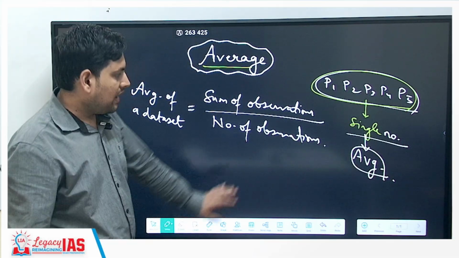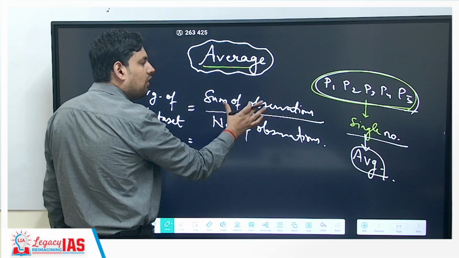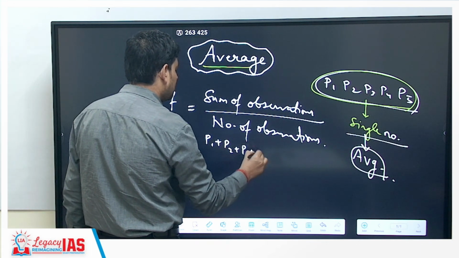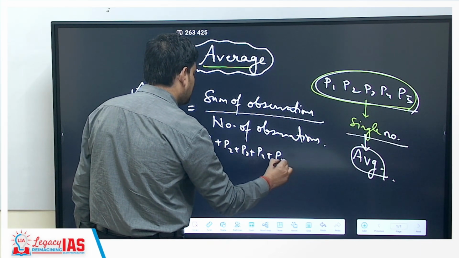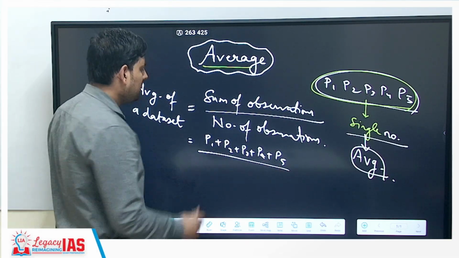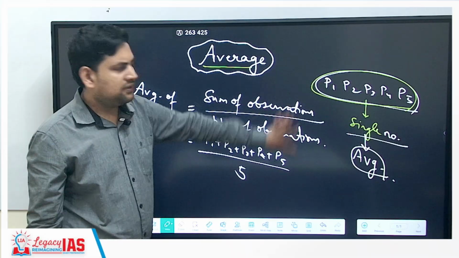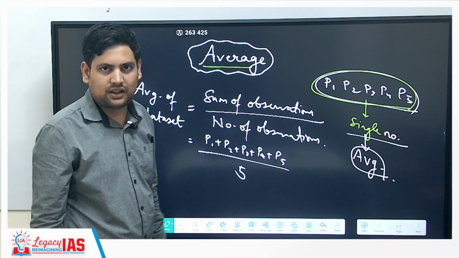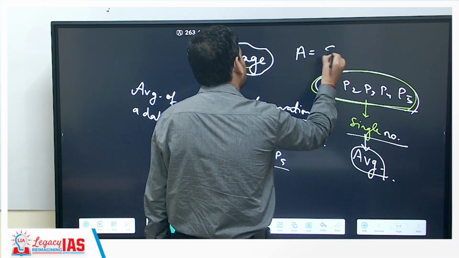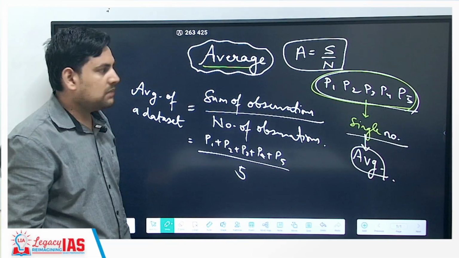For example, if I have to find the average weight of all of them, I can sum all their weights, that means P1 plus P2 plus P3 plus P4 plus P5, let's say these are their weights, divided by the number of observations. How many observations do I have here? 1, 2, 3, 4, 5. So divided by 5. This will give me the average weight of this data set. In short, you write average is equal to sum upon number.